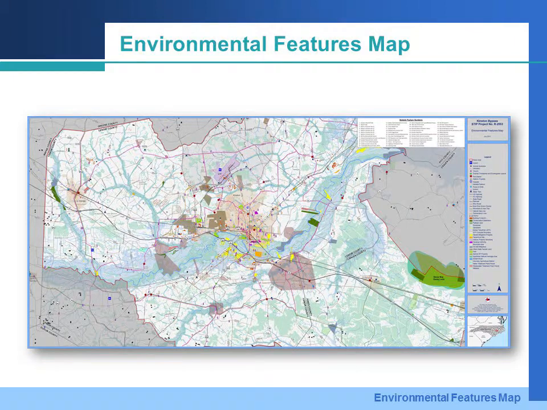This is an example of an environmental features map that can be presented to the merger team at the Concurrence Point 1 meeting. Features shown on this map include such things as wetlands, streams, floodplains, federal lands, hazardous waste sites, cultural resources, parklands, and other significant human and natural environmental features.